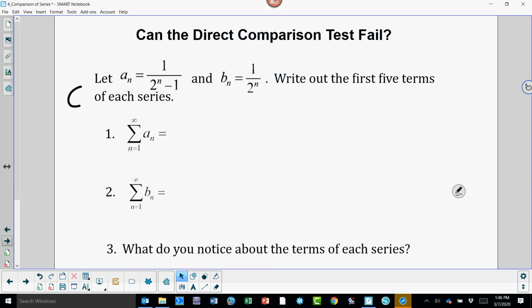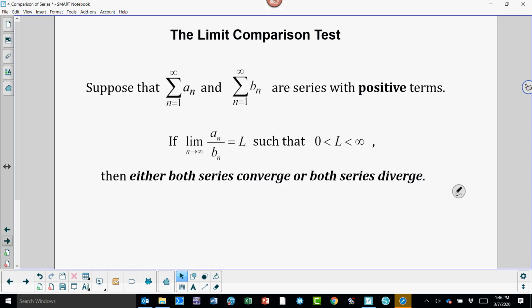Okay, so then the next thing talks about how it can fail. We're going to actually skip that. Just know that, again, if the inequality isn't true, it doesn't work.